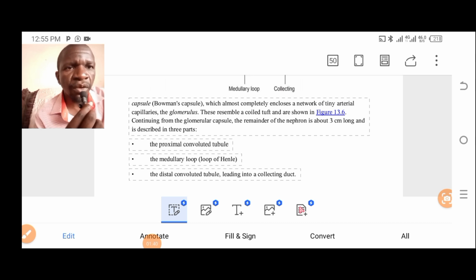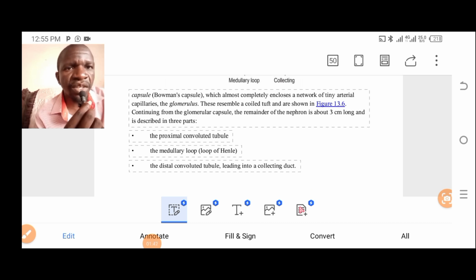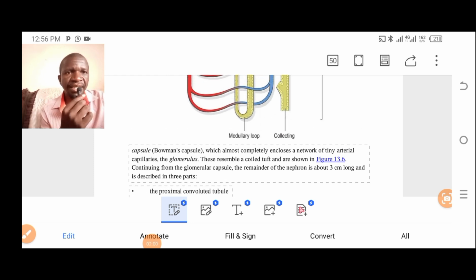Continuing from the glomerular capsule, the remainder of the nephron is about 3 centimeters long and is described in 3 parts. We've got what we call the proximal convoluted tubule, the medullary loop or the loop of Henle, and the distal convoluted tubule, which leads into a collecting duct.